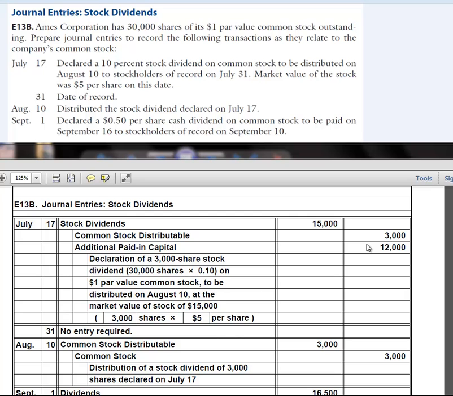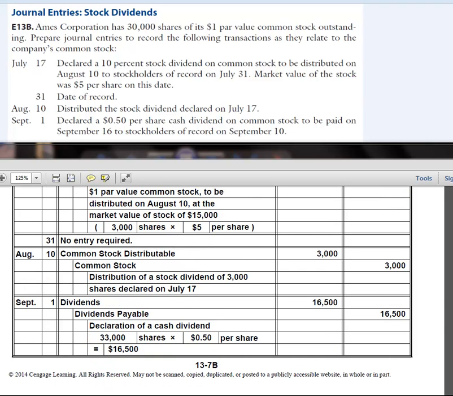Then on August 10th, we're going to distribute the stock dividend that was declared on the 17th. Notice that there's no entry required on the 31st because that was our date of record. So on the 10th, we have common stock distributable, the amount that we're going to distribute. And now on August 10th, we are ready to distribute it. So we're going to take it out of our distributable account and actually credit our common stock account for the $3,000.